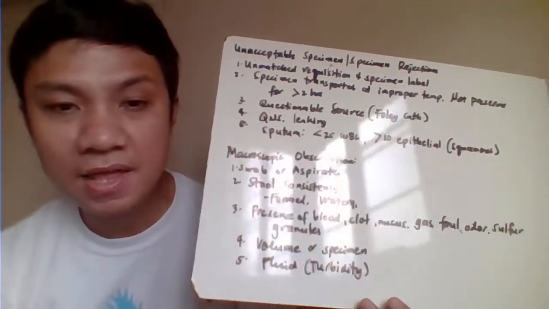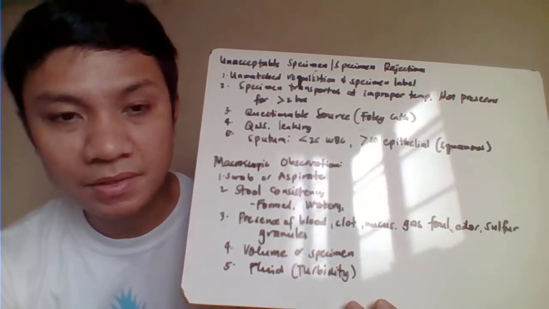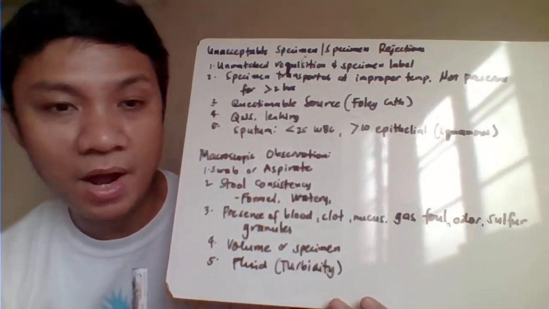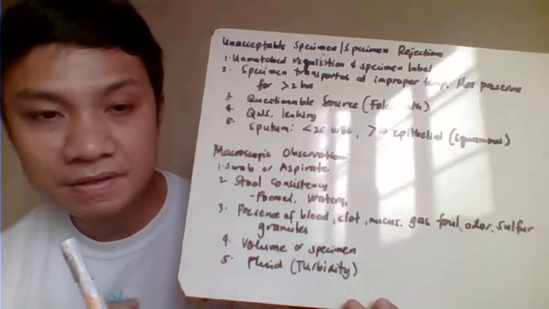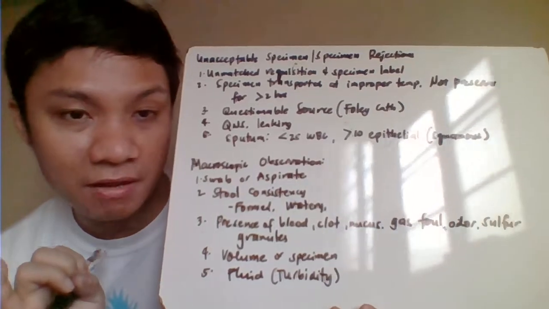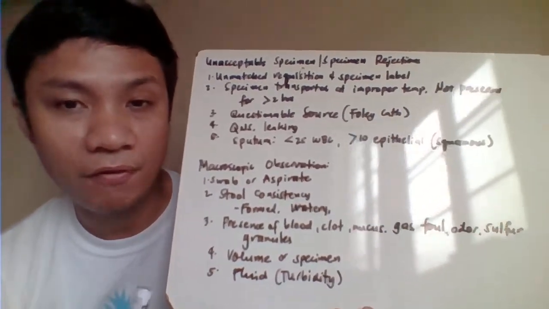Okay, then we have here the macroscopic observation. Upon receipt of the specimen, you need to take note of the following. Number 1, ano ang na-receive na specimen? Is that a swab? Is that an aspirate? Is that a body fluid? So you need to indicate that with your result form.